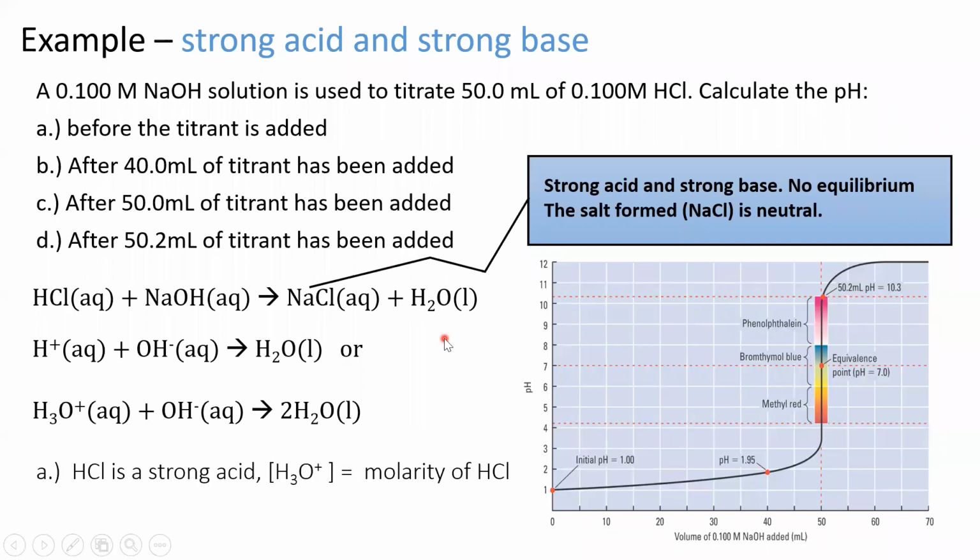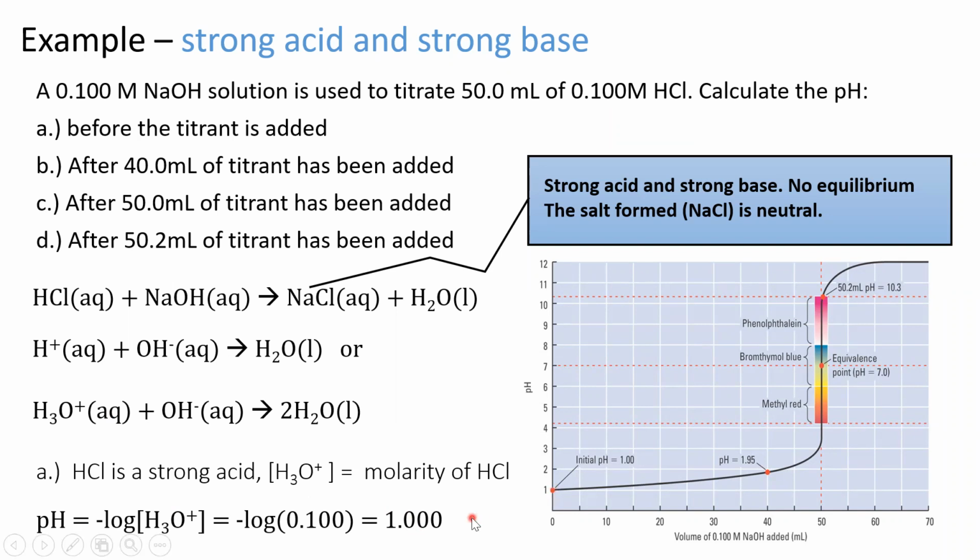When we look at A, A is really just what's the pH of a strong acid. There's no reaction involved. This is the only thing that's in the solution. So since it's a strong acid, the concentration of the acid equals the concentration of the hydronium ion. So the hydronium ion is 0.100 molar. Well, if we know what the hydronium ion is, we can calculate the pH of the solution. So before we start our titration, the pH of the solution is 1.000. It's this point right here.